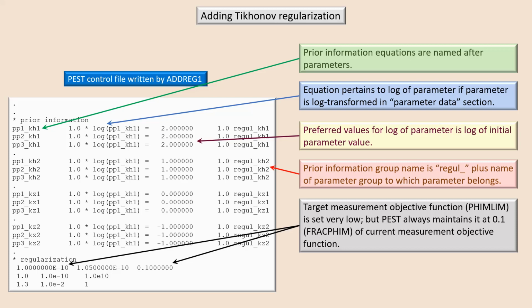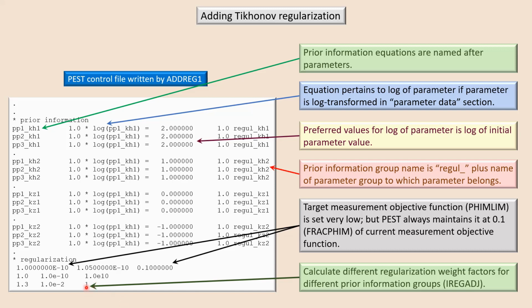In the regularization section of the PEST control file, which is written by adreg1, the target measurement objective function is set to a very low value. Now you can change that if you want, but adreg1 tells PEST to aim very low. But meanwhile, it sets this variable here, frac_phi_m, to a value of 0.1. That says that at any stage of the regularized inversion process, the target measurement objective function is in fact 0.1 of the value of the current measurement objective function. So regularization is always operative, it's always visible in the inversion process, even though at the end of that process, PEST will do whatever it can to get the lowest measurement objective function that it is possible to get.